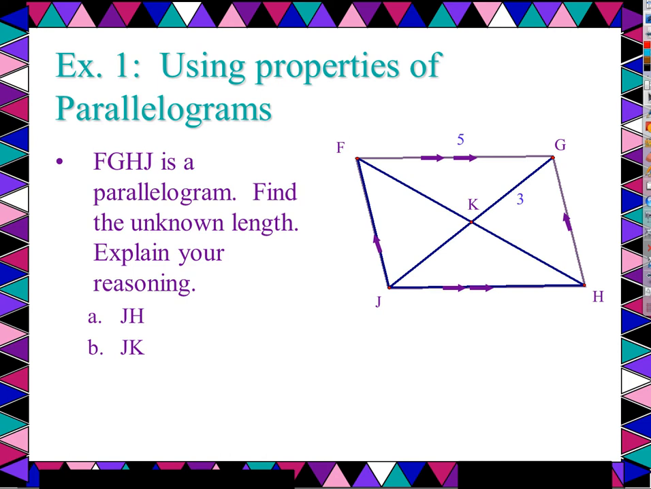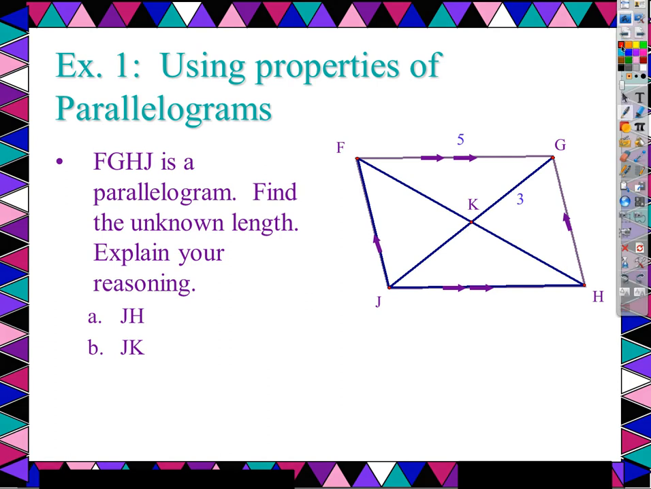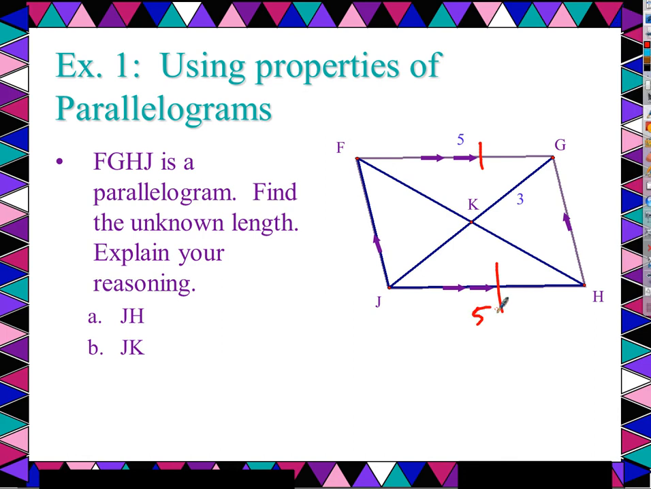5. Opposite same 5, yeah. And how come? Yeah, opposite sides are congruent, right? So we know this has to be true. So if that's 5, that's 5. Okay, what about JK?